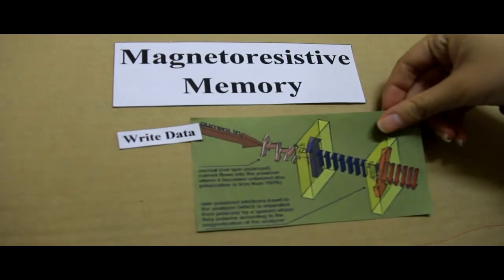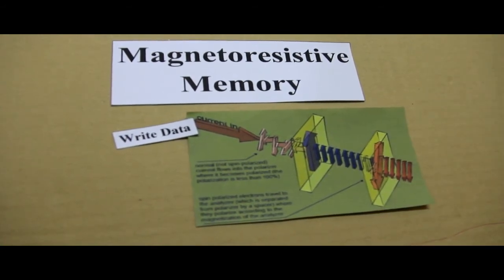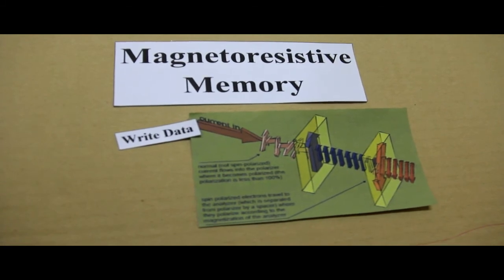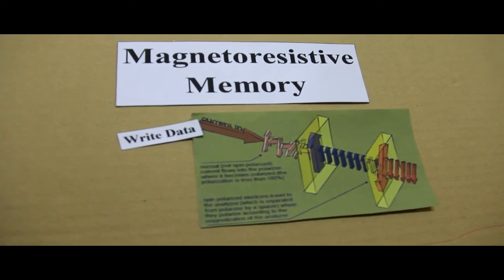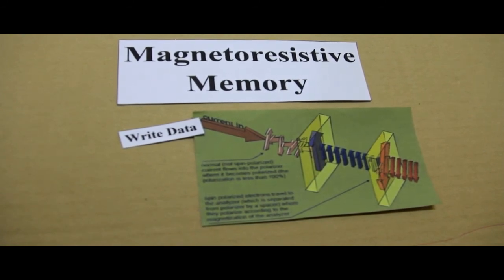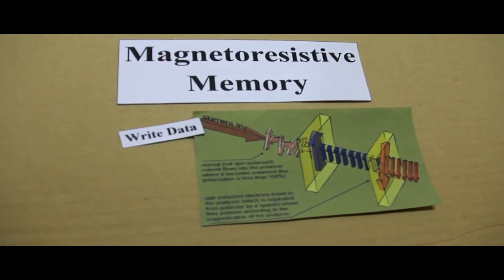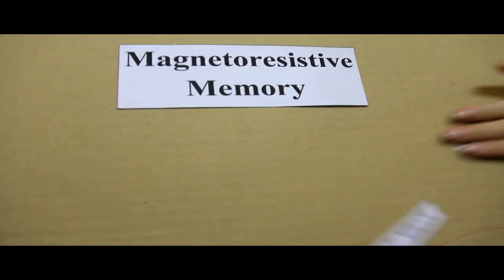Writing of data into the single memory element requires either the application of a magnetic field, which is strong enough to reverse the magnetic moment of the free layer, or the use of a spin-torque transfer effect to achieve the same effect. In the diagram we can see normal, not spin polarized, current flows into the polarizer, where it becomes polarized; polarization is less than 100%. Spin polarized electrons travel to the analyzer, which is separated from the polarizer by a spacer, where they polarize according to the magnetization of the analyzer.